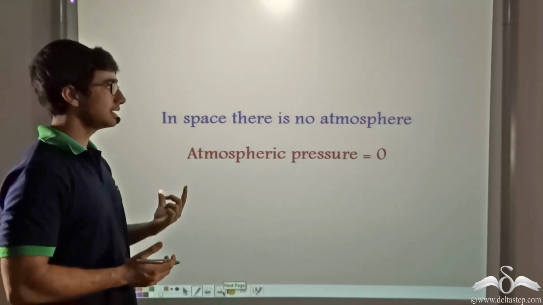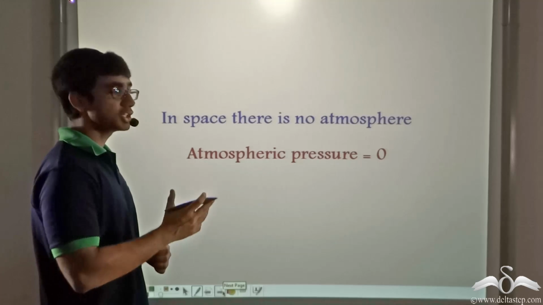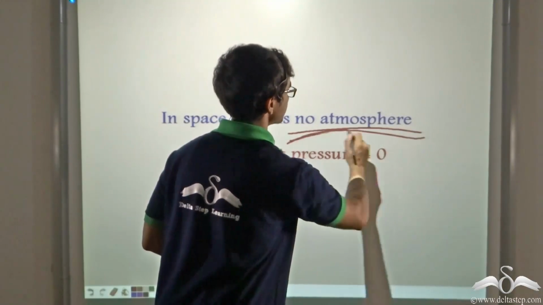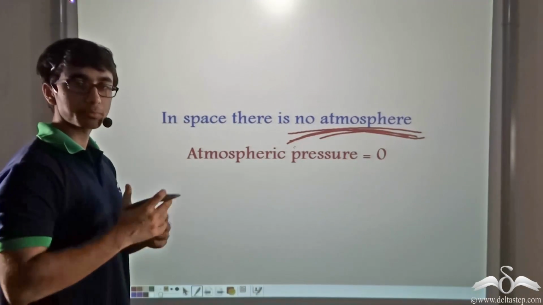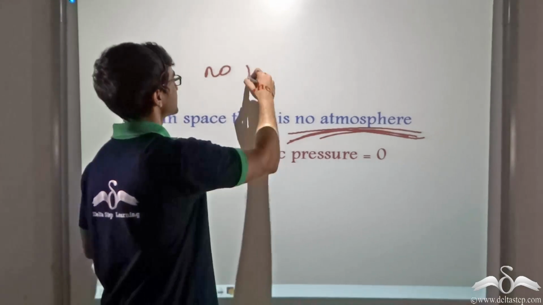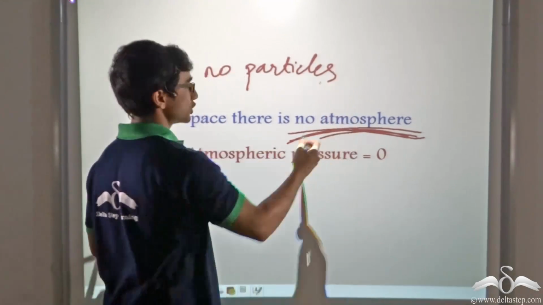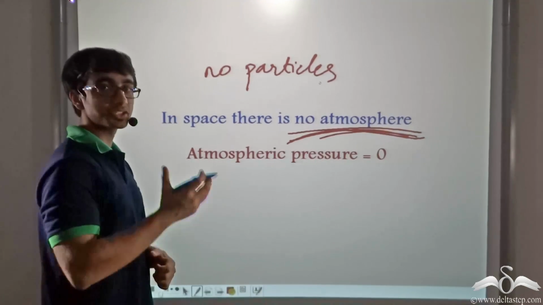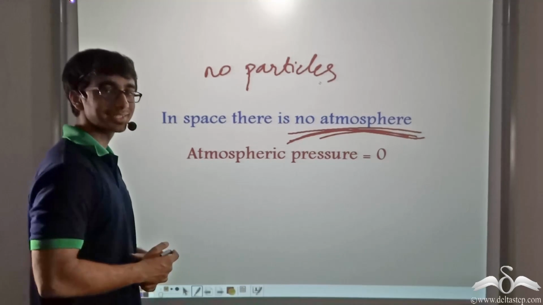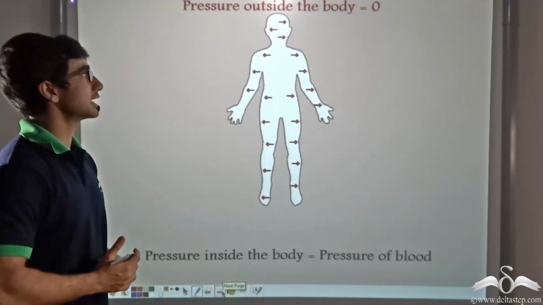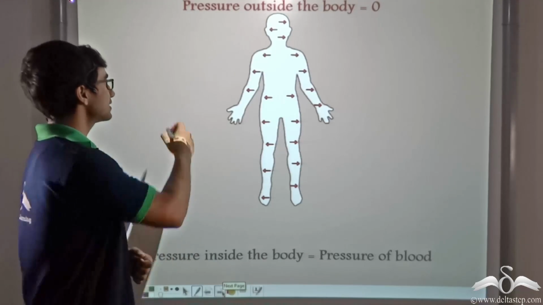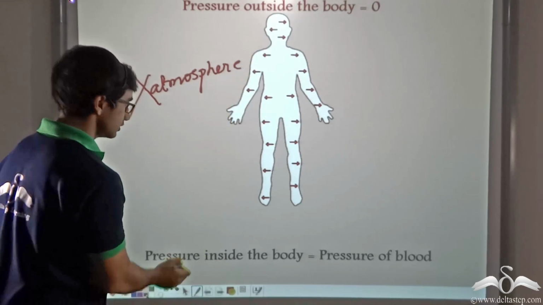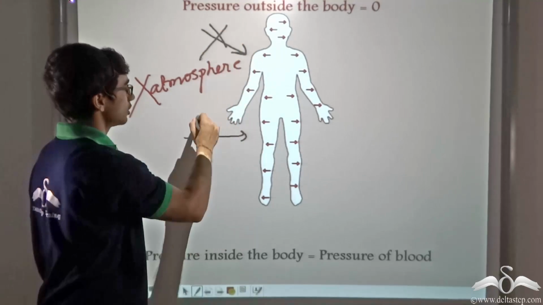Now we have seen that when anybody is in space, he or she or any object will experience no pressure. Why? Because in space there is no atmosphere, which means there are no particles or molecules of atmosphere or air, and as a result the atmospheric pressure is zero. There is no atmosphere to exert its weight or its pressure on our bodies in outer space. So as a result, the pressure outside the body is zero because there is no atmosphere. So there is no pressure being applied outside on our body.